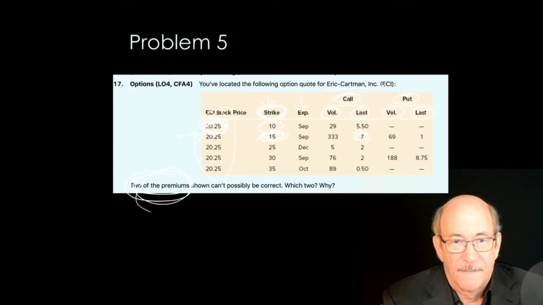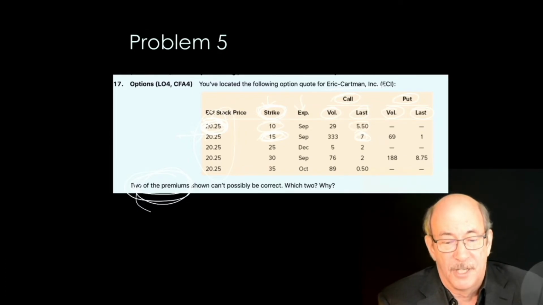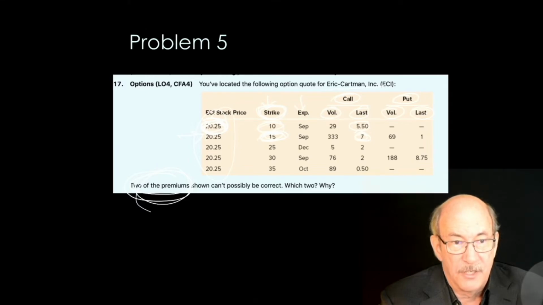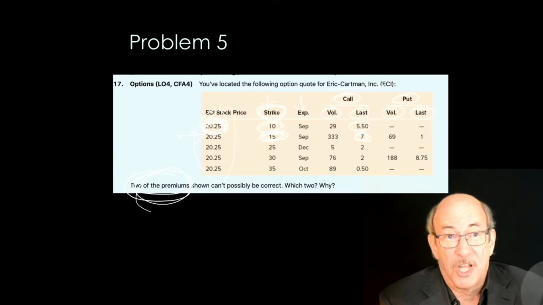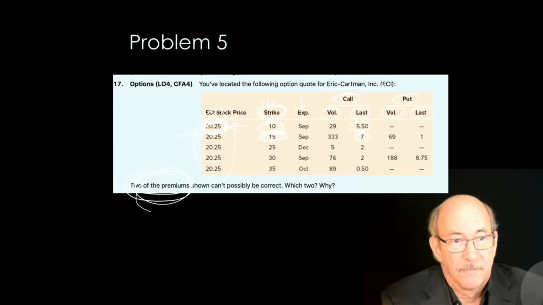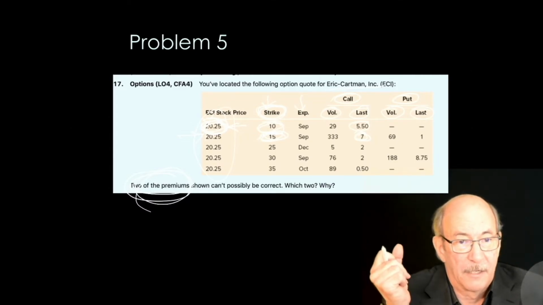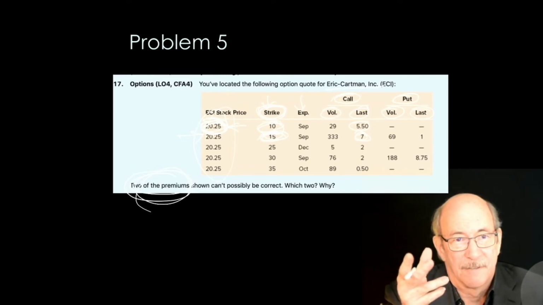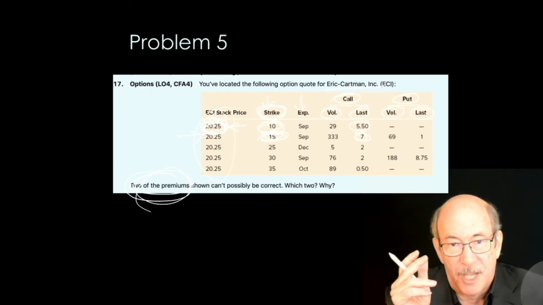Yeah. It would. Yeah, thank you, Paul. So I could buy that option for $5.50. That option gives me the right but not obligation to buy the stock for $10. So I'm into that for $15.50. The current price is $20.25. So I make a $4.75 gain right off the bat. That's a mispricing. Clearly that price, that premium is too low.